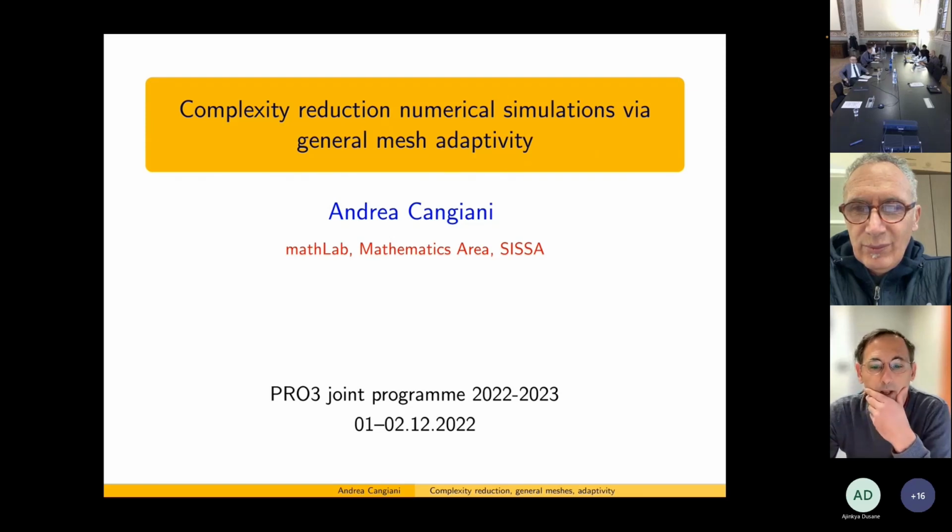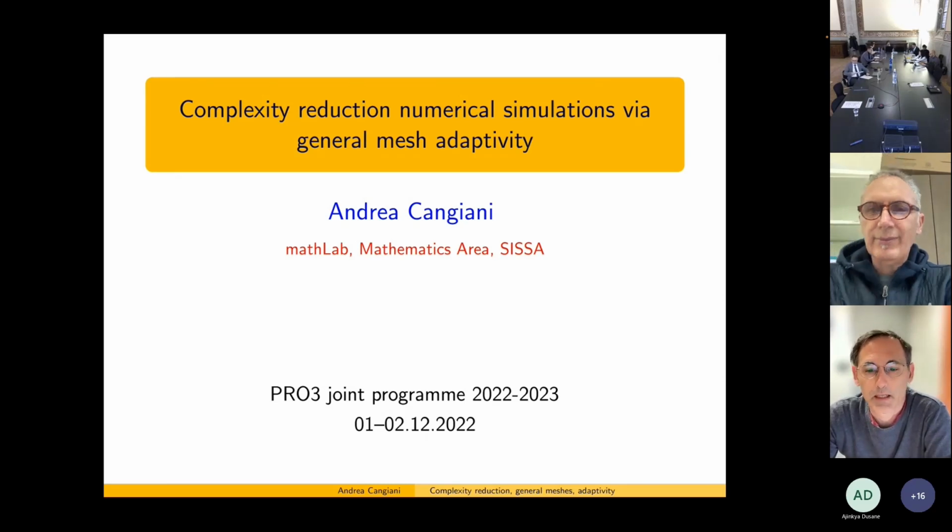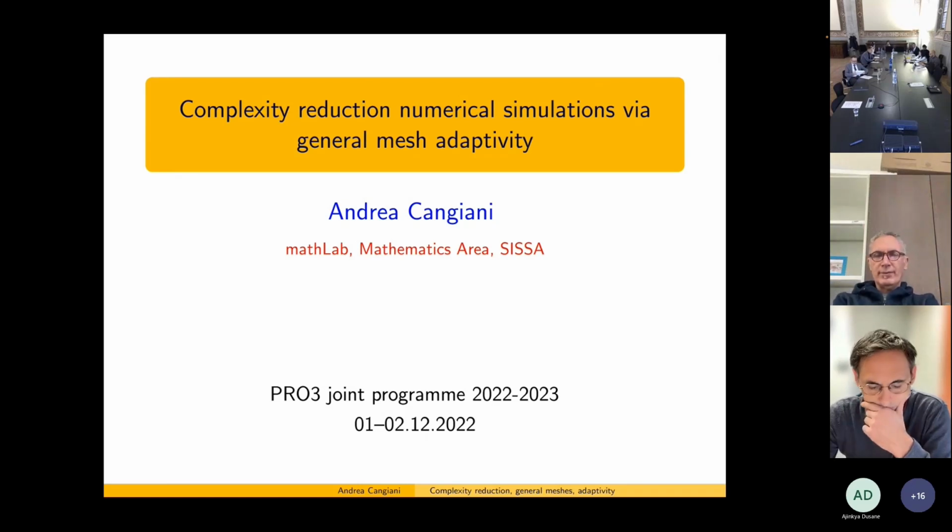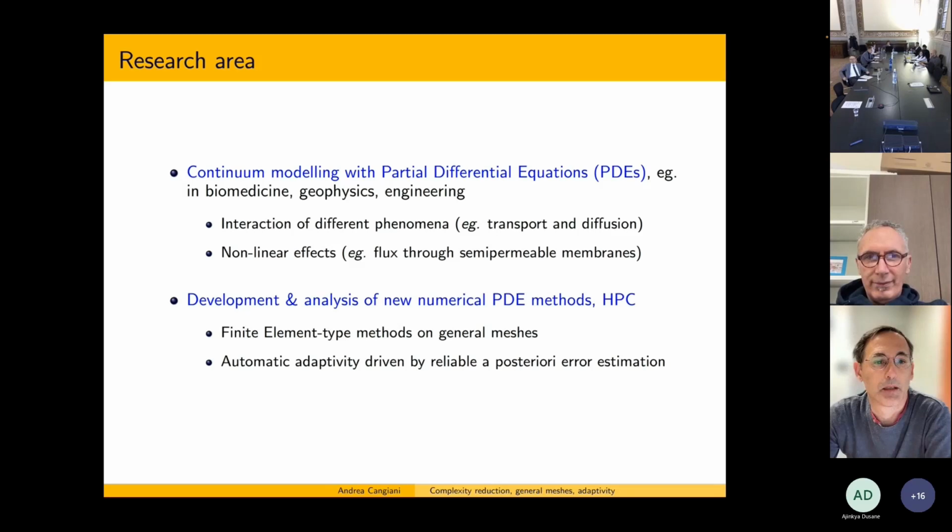So my title is Complexity Reduction Numerical Simulation via General Mesh Adaptivity. The idea is to give you a bit of an overview of what I work on. It's mainly theoretical numerical analysis with applications as well, but I want to just give you a broad overview first of all, to have an idea of indeed what is my research area.